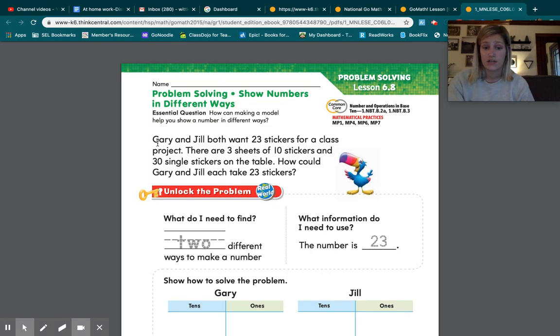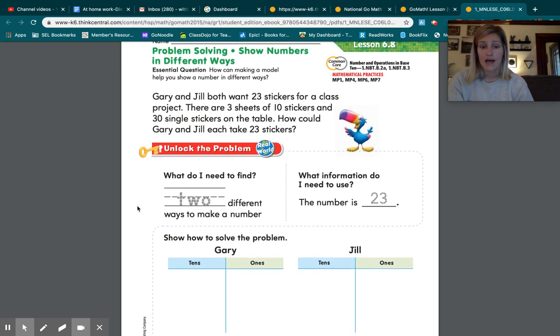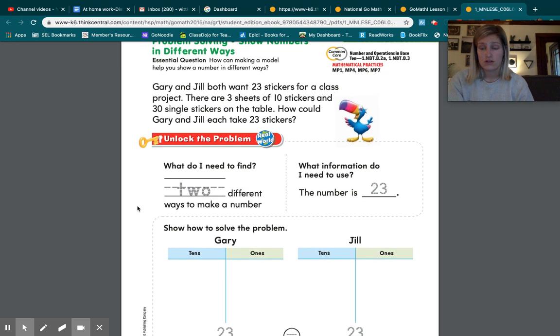It's about Gary and Jill again. You're going to do the same thing that we just did together during our math lesson. It's just a different number of stickers. So I'll read it to you once, but when you're solving it at home, just think about what we just talked about with Gary and Jill.